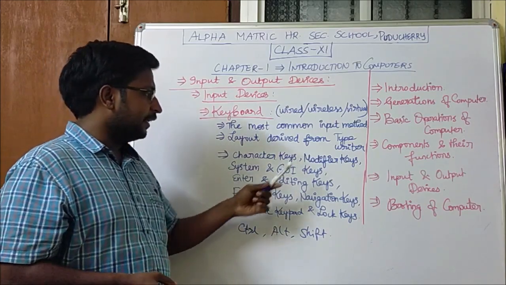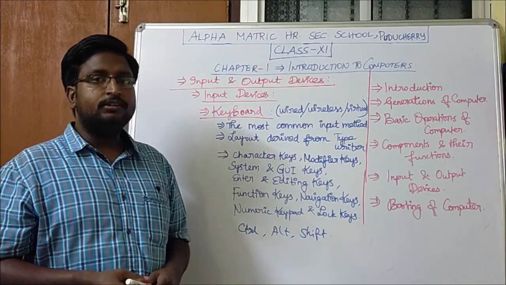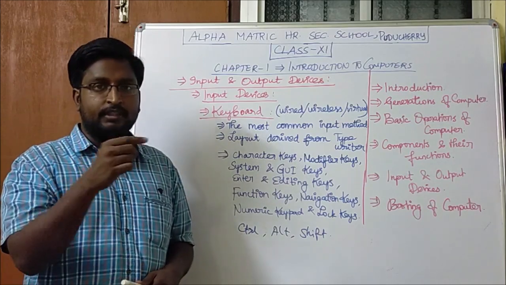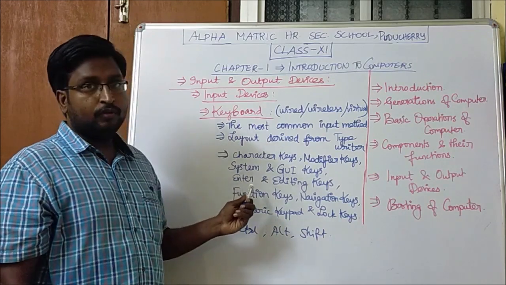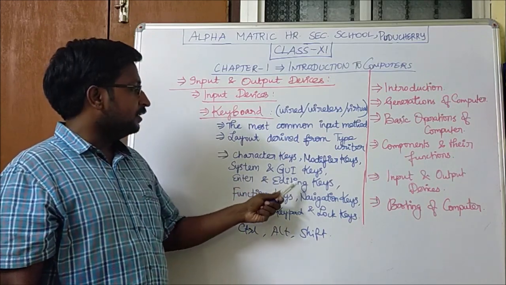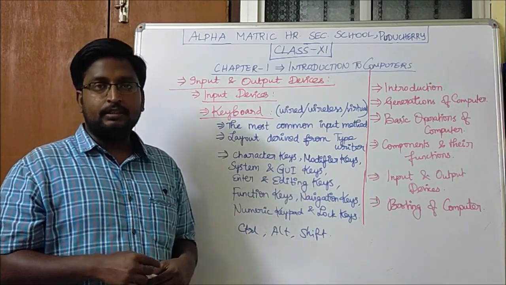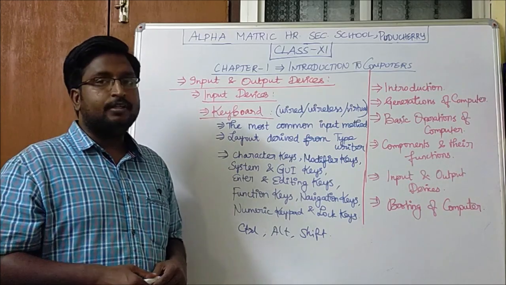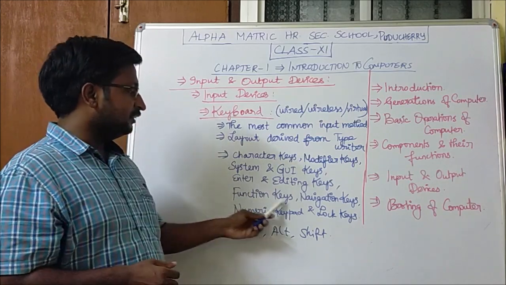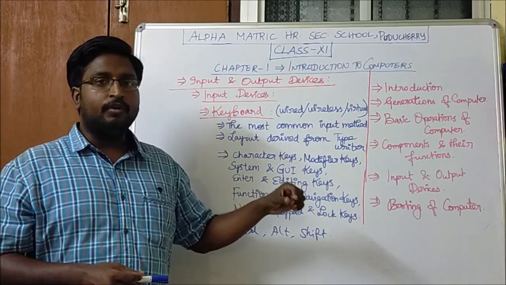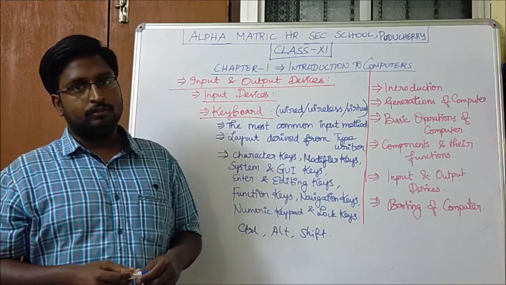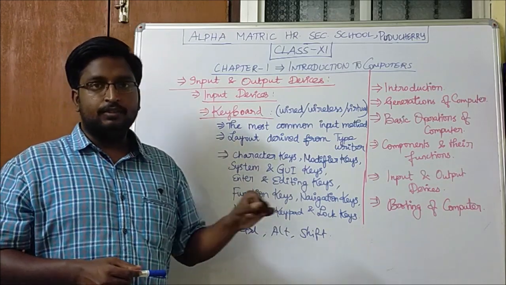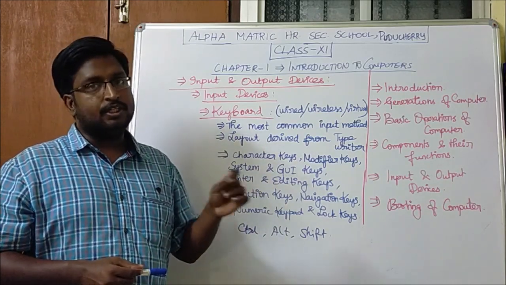Next are the enter and editing keys. Enter makes the cursor come to the next line and also accepts the input. And the editing keys are backspace and delete. All these come under the editing keys. Next are the function keys. At the top you can see the function keys starting from F1 to F12. A specified function is given to each key.